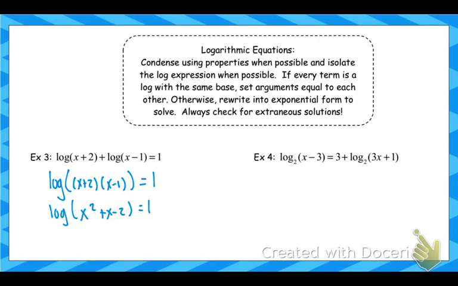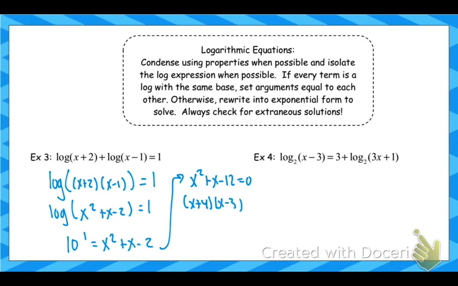Well, now I can write this in exponential form. So there's no base listed, so that base is 10. 10 to the first is equal to x squared plus x minus 2. Well, it's quadratic, so I need to set it equal to 0. So x squared plus x minus 12 equals 0. Then I can factor, and I get 2 possible answers.